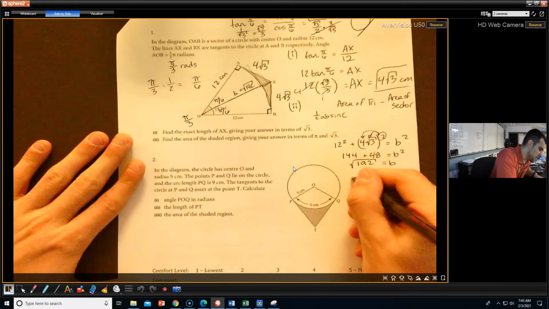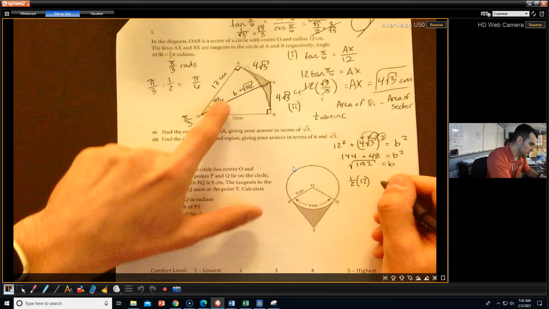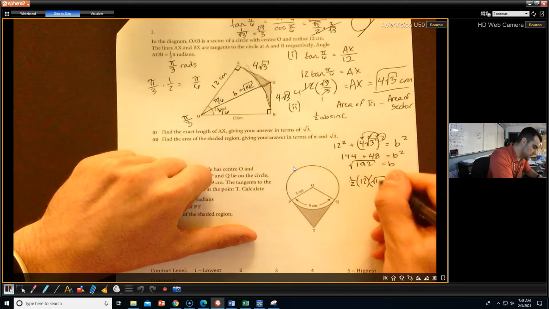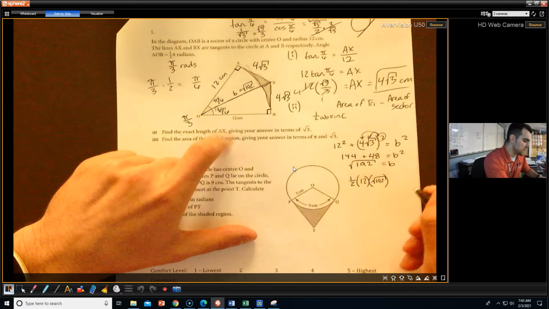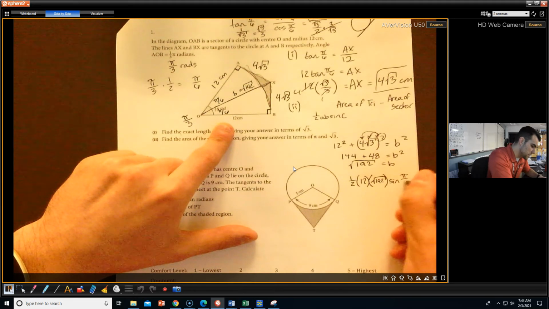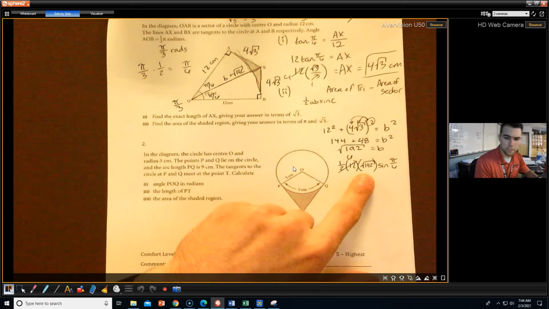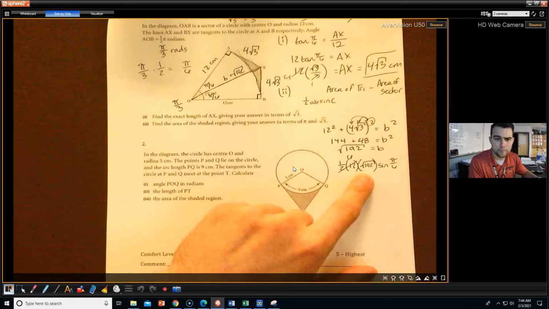So now I can actually use this formula to get the area of my triangle. So I have 1/2 times 12 times square root of 192, and then it's going to be times the sine of this angle, pi over 6. Okay. Well, I know half of 12, that's just 6. Square root of 192.